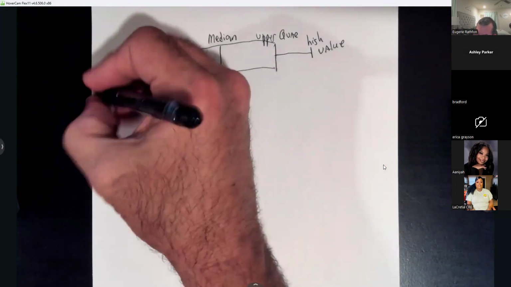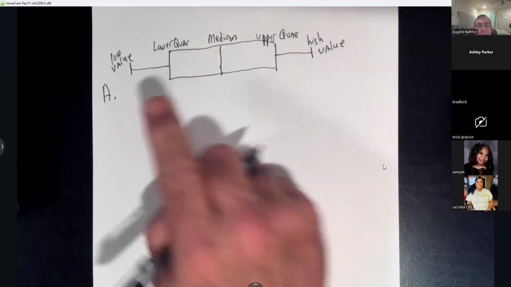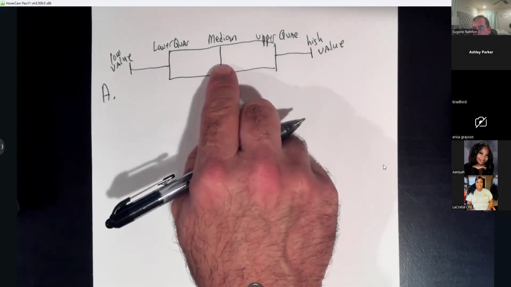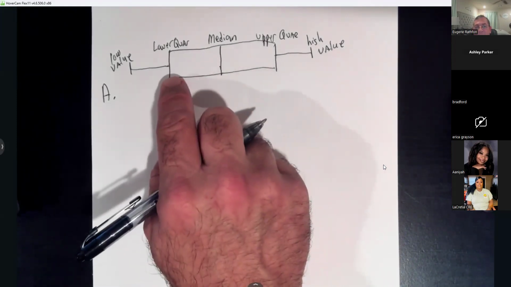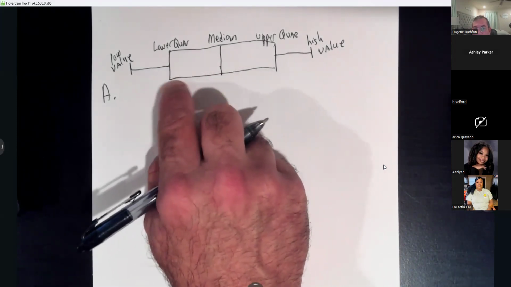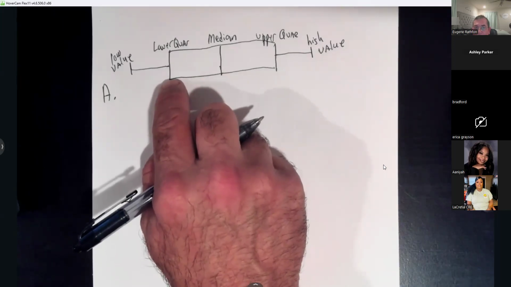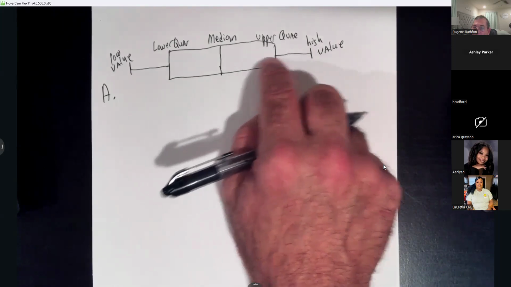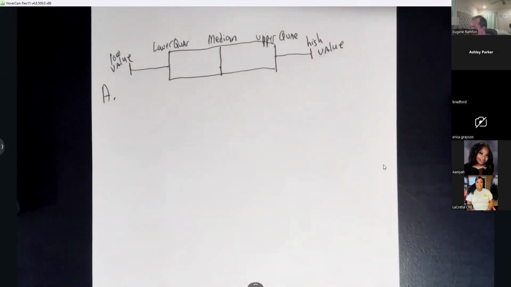All right, so let's do A here. Now, the median, I'll show you how to find the median using that data, and then how to find the median of the lower half for the lower quartile. We'll get the median of the upper half for the upper quartile. Okay, y'all, so let's go to Excel.